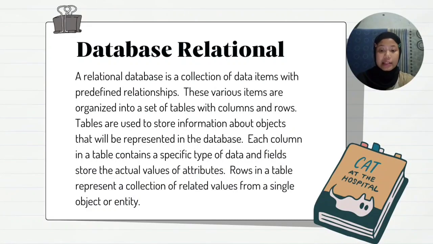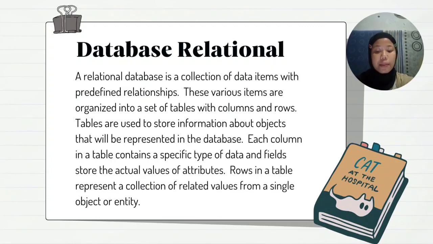The next topic is about relational databases. A relational database is a collection of data items with predefined relationships. These various items are organized into a set of tables with columns and rows. Tables are used to store information about objects that will be represented in a database.